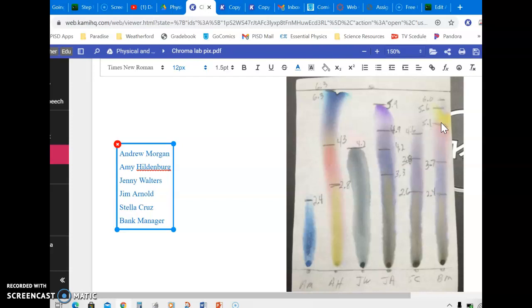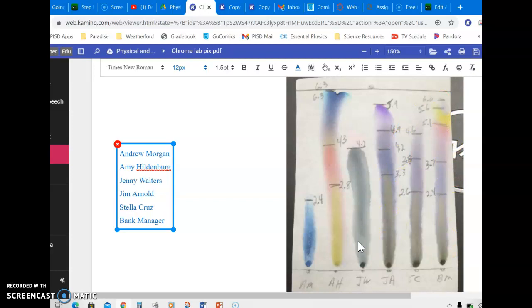You'll notice, for example, Amy Hildenberg had a yellow and then a reddish color and then finally a blue that went all the way to the top. Jenny Walters had basically one that went all the way up to the top, and Jim Arnold had the same kind of greenish color as she did, but also some blue, and a purpley color, and then blue up here, and so forth. And you see how I've marked off the distances that each one of these traveled.